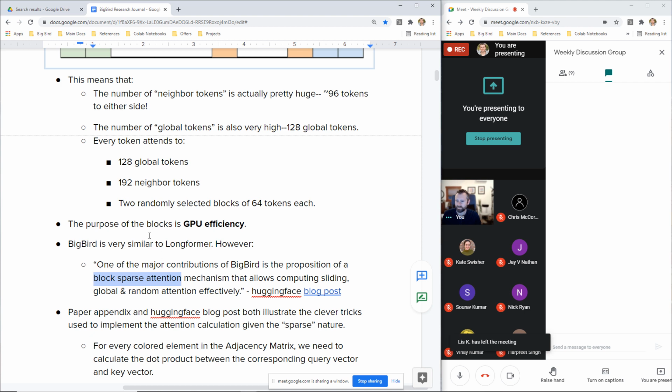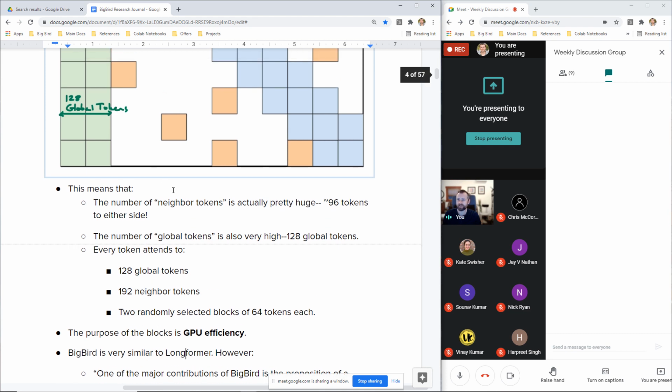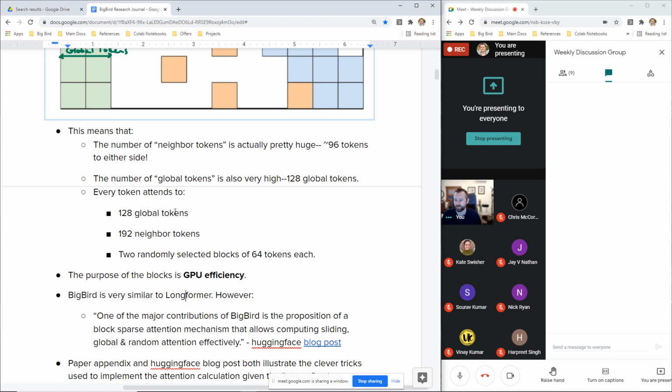Longformer and BigBird are actually very similar. I think we talked last week about what the difference really is, what BigBird introduced, because Longformer uses sparse attention as well. Apparently, and I haven't read the Longformer paper, so I'd be curious to get a better handle on this, it sounds like what they're saying here is that this block technique is unique to BigBird.